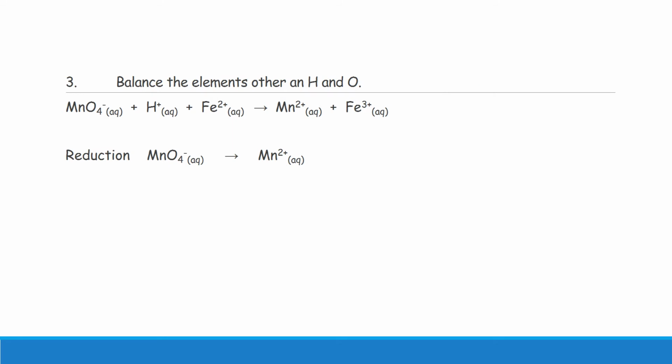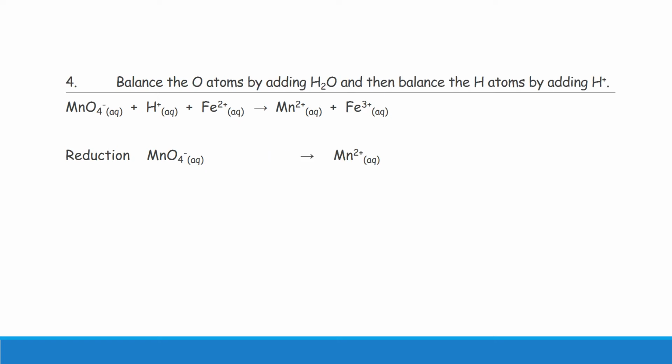Now let's balance the reduction half equation. We first of all balance for elements other than hydrogen and oxygen. In this case, we've got one manganese here and one manganese here. So that is balanced.